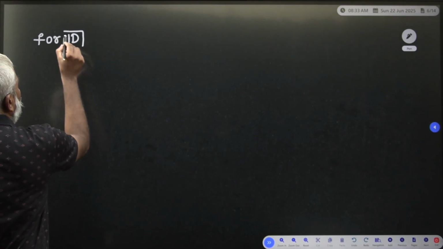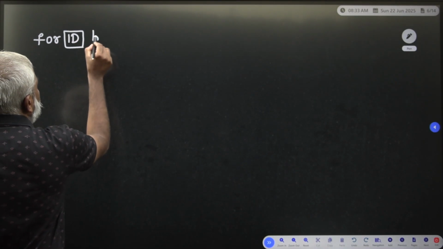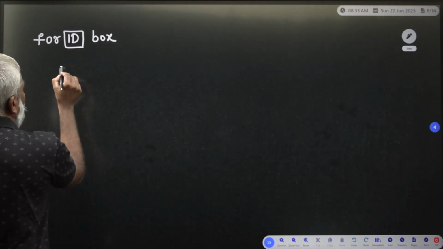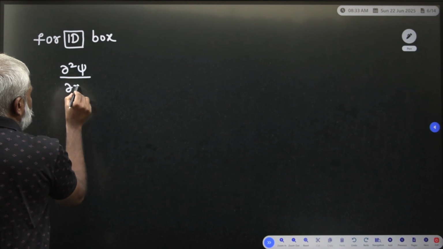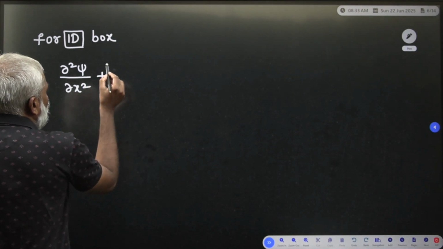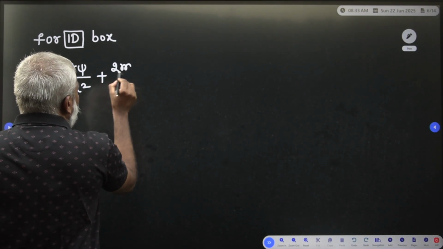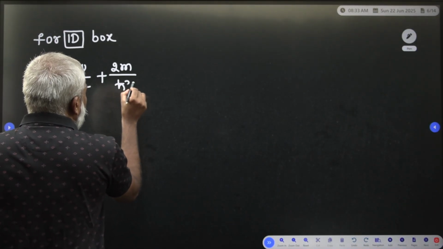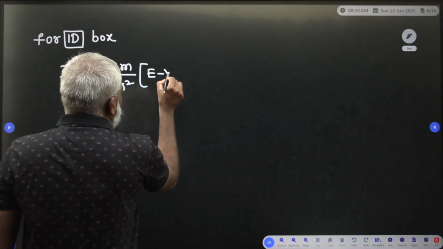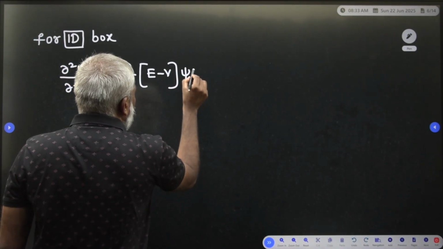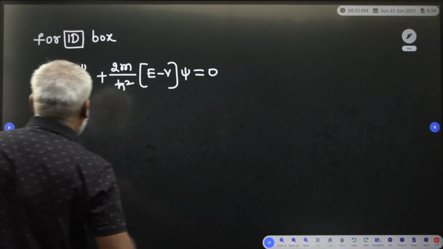So, for a one dimensional box, the Schrodinger equation will become ∂²ψ/∂x² + (2m/ħ²)(E − V)ψ = 0. For a one dimensional box we have to write this.